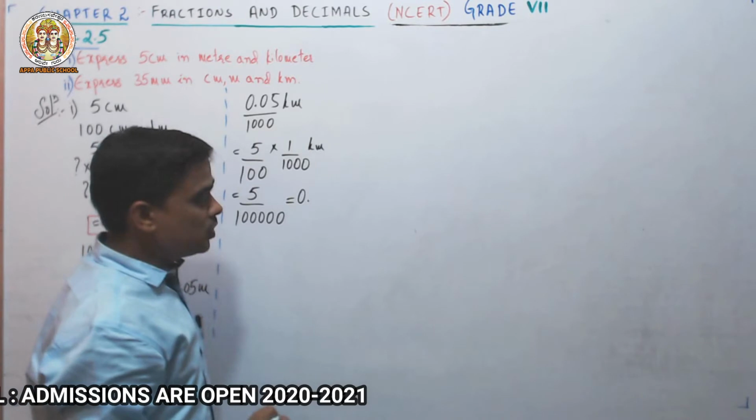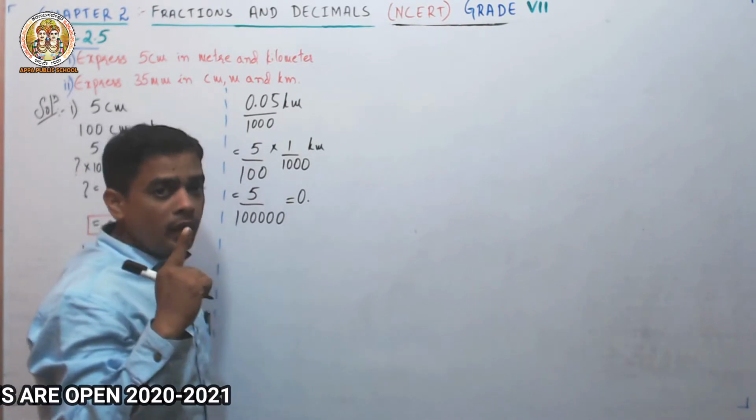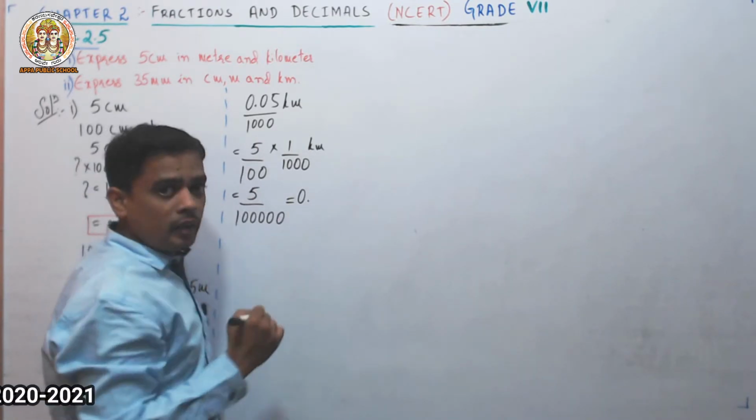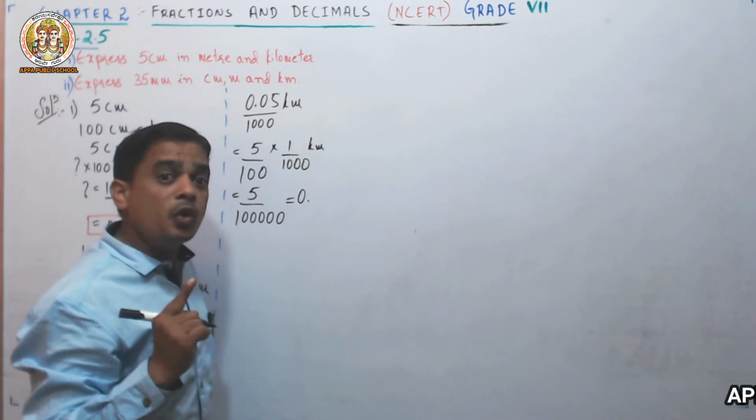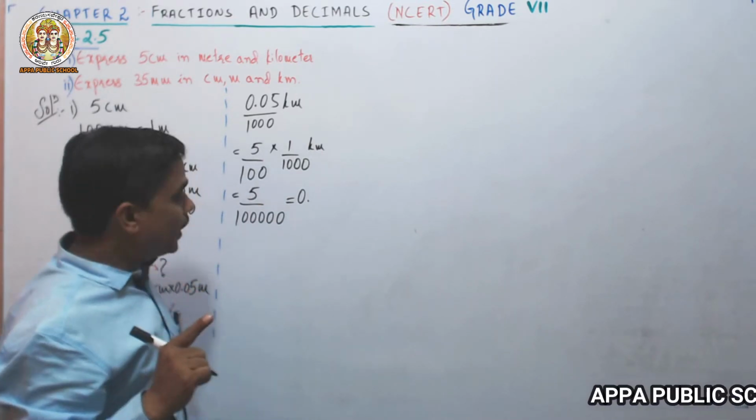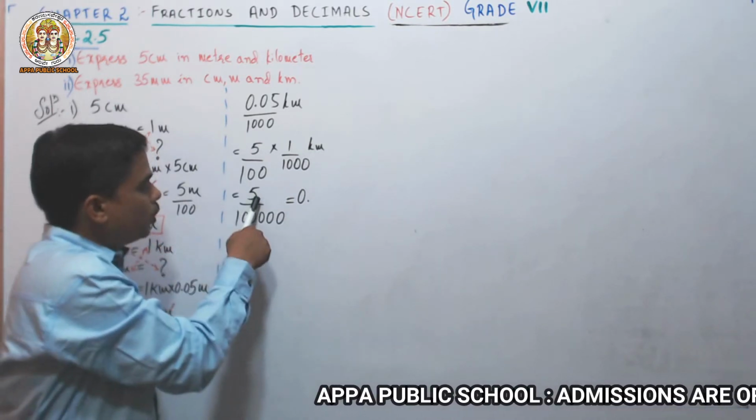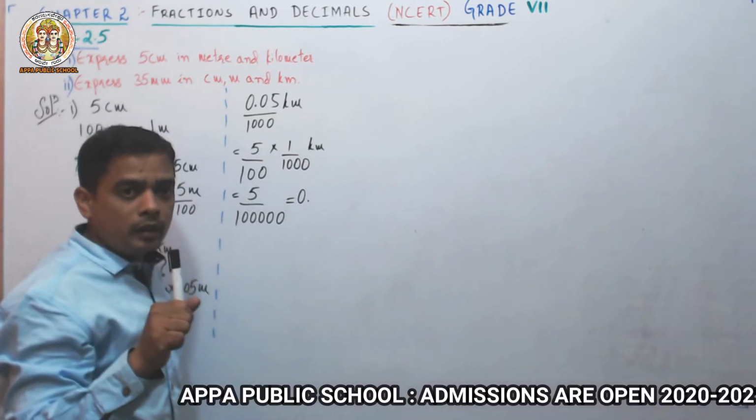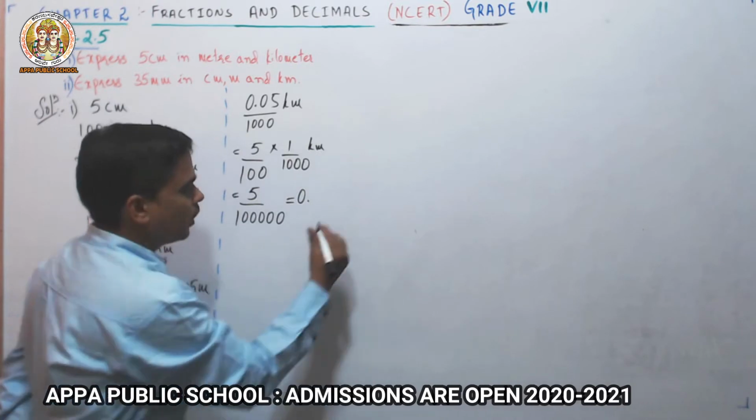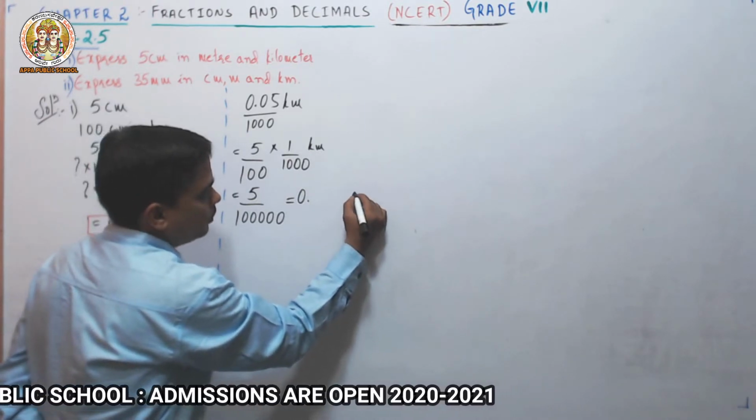Totally there are 5 zeros, but in the numerator we have only one number. So what you have to write? Instead of 5 zeros, you have to write 4 zeros, minus 1. Why minus 1? Because in the numerator you have only one number, that is 5. Write this 5 as it is here.